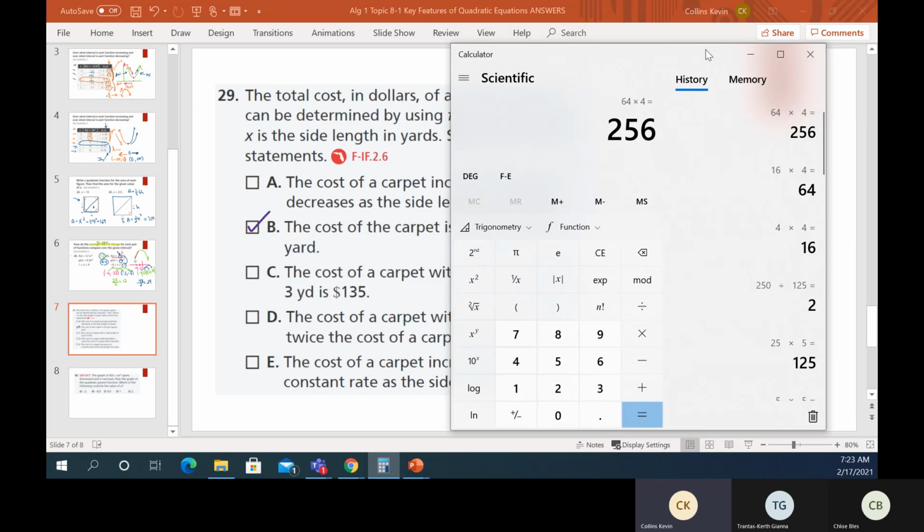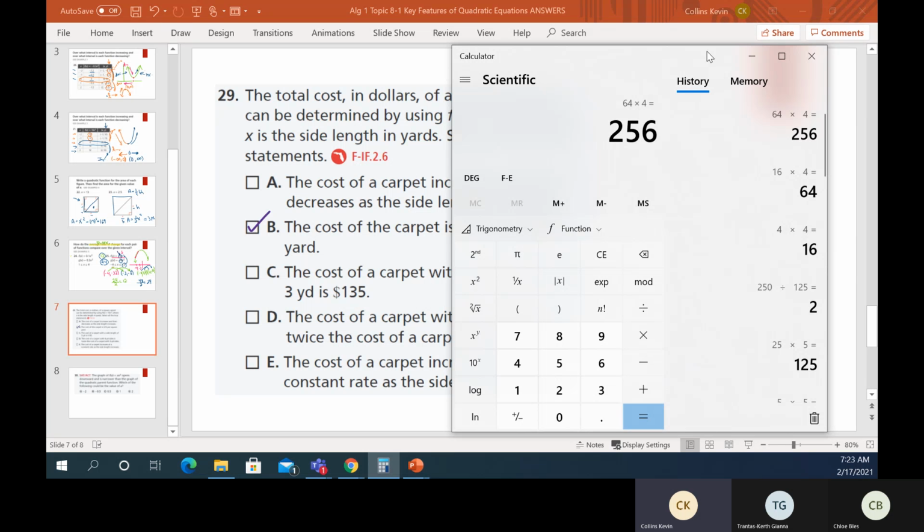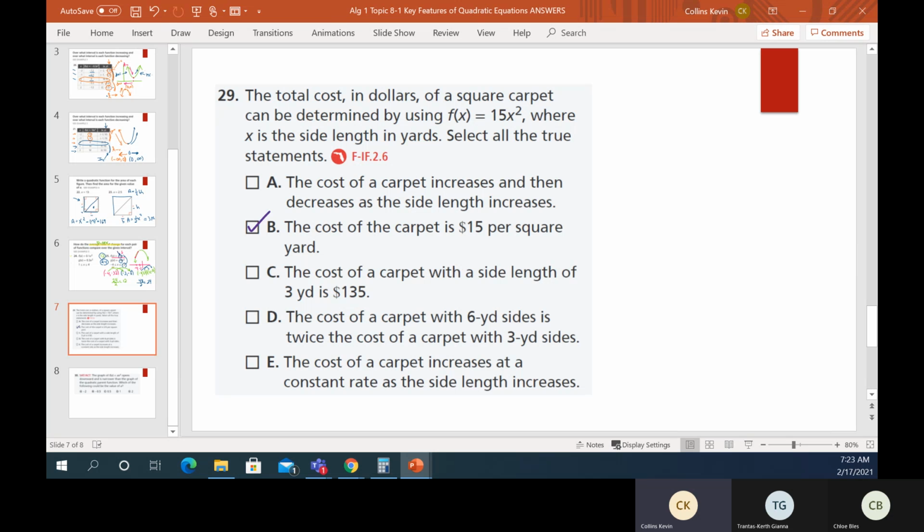There we go. All right, so we got 15x squared, and x now equals 3. So let's clear this out. So we got 3 squared, so that's 9. And we take that times 15. So yeah, equals 135. So that one's good too.